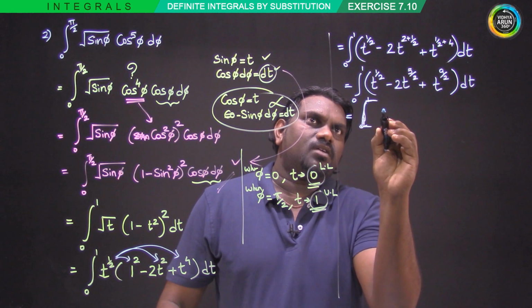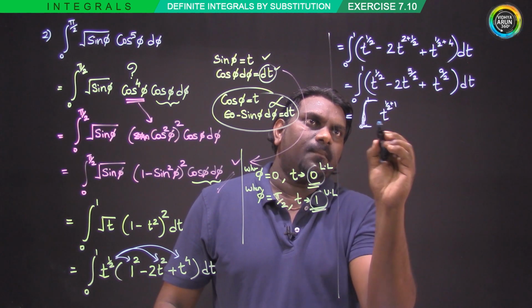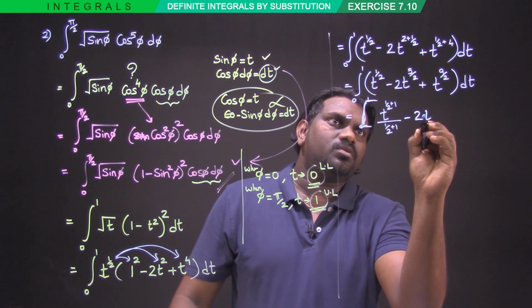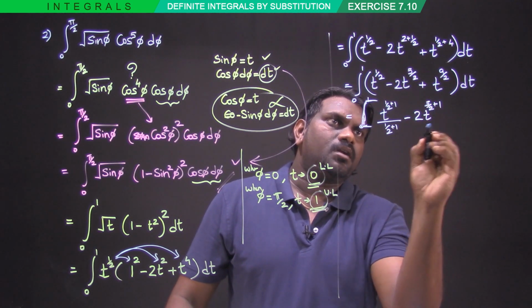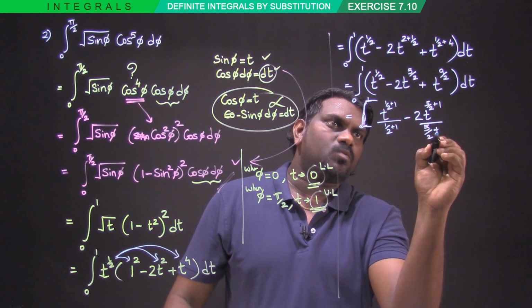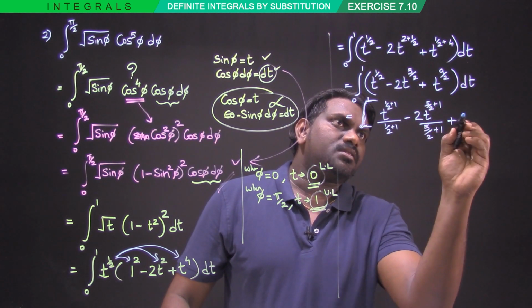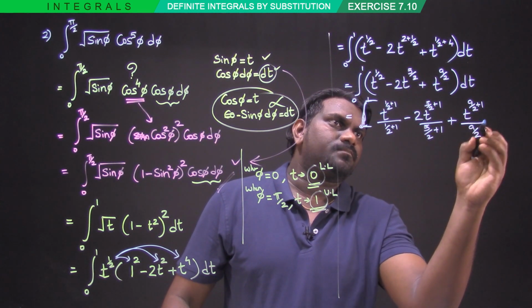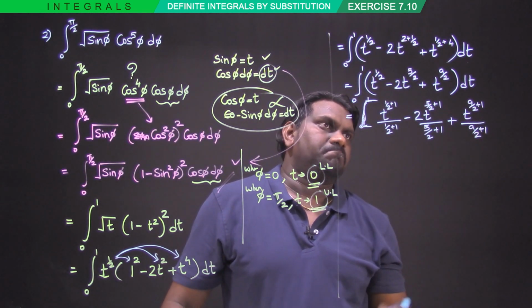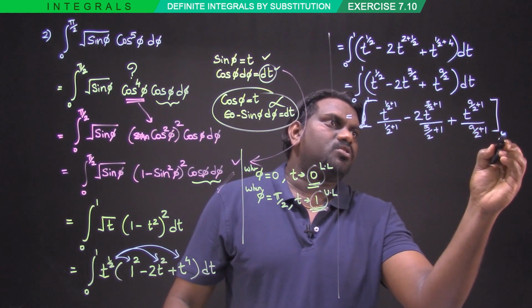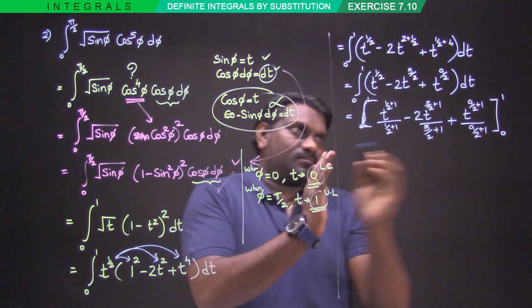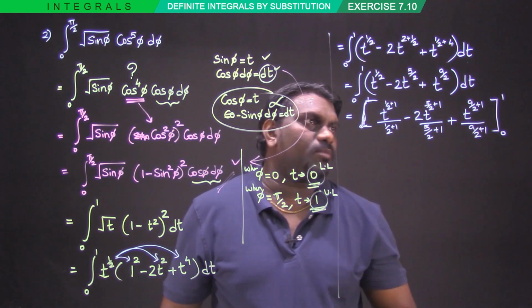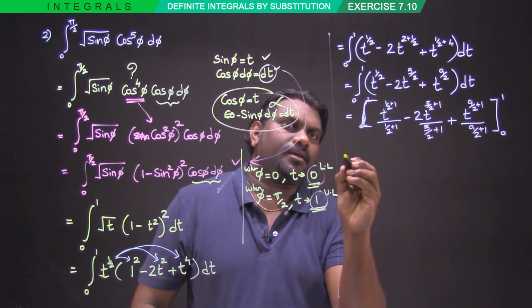Now when you integrate this one, this is going to give me t raised to 1 by 2 plus 1, over 1 by 2 plus 1. This one is going to give me 2 into t raised to 5 by 2 plus 1, over 5 by 2 plus 1. And then here plus t raised to 9 by 2 plus 1, over 9 by 2 plus 1. Then we apply the limit, which is 0 to 1. The lower limit, if you put 0 for t, is going to be 0, so you don't need to worry much about the lower limit. Only the upper limit you need to apply.